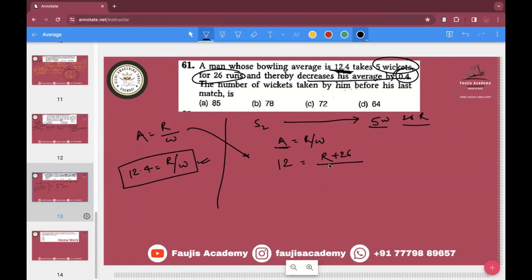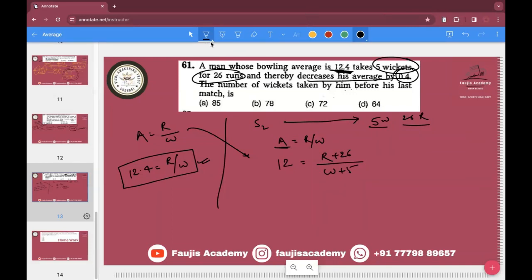Any doubt, Vishnu? No, I got it. For that matter, anybody, Shruti, Tarun. And he took 5 wickets also. So W plus 5. Guys, any doubt, anyone? Tarun, you have any doubt? Got it how it is?